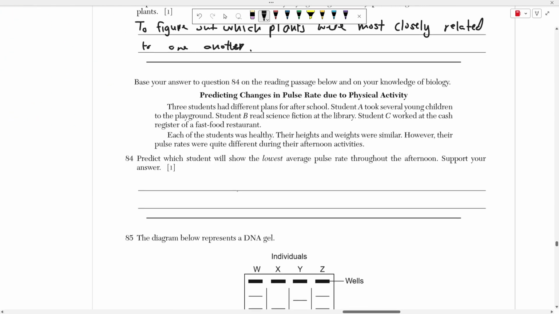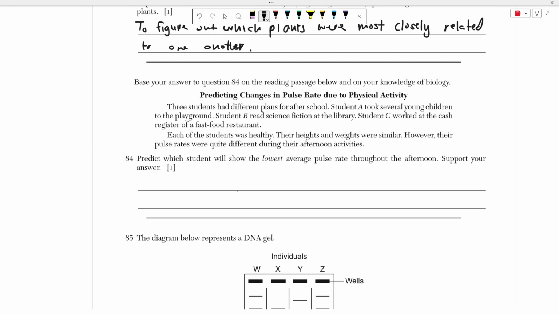Number 84 asks us to read the passage below. Predicting the change in pulse rate due to physical activity. Three students had different plans after school. Student A took several young children to the playground. Student B read science fiction at the library. Student C worked at the cash register of a fast food restaurant. Each of the students was healthy. Their heights and weights were the same. However, their pulse rates were quite different during their afternoon activities. Predict which student will have the lowest average pulse rate throughout the afternoon and support your answer.